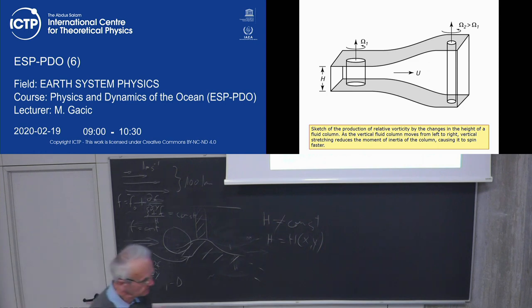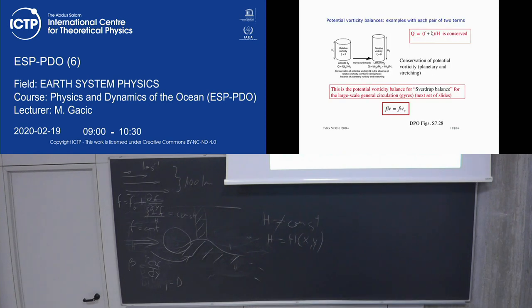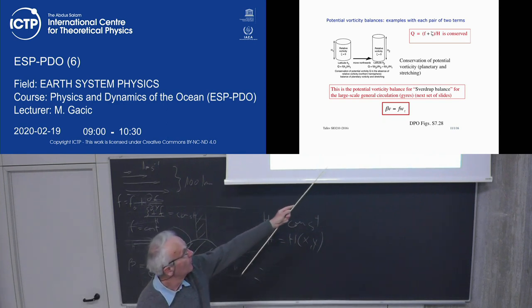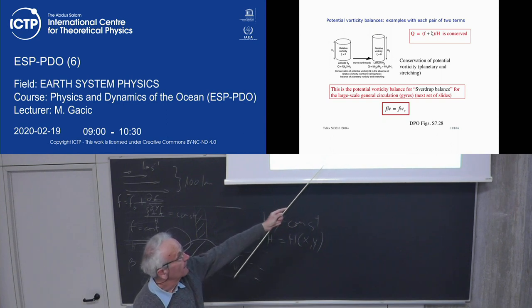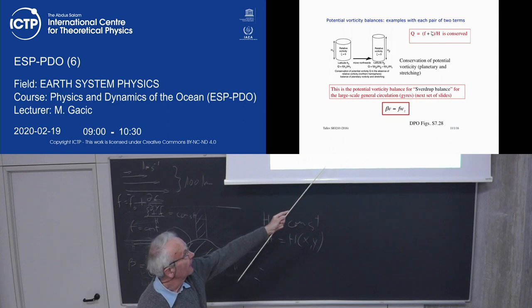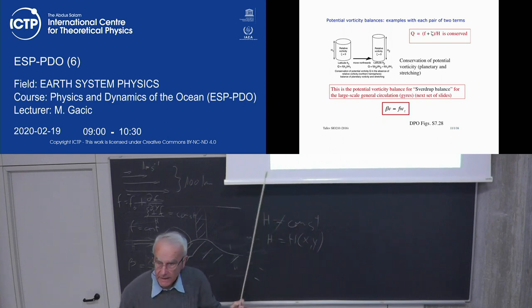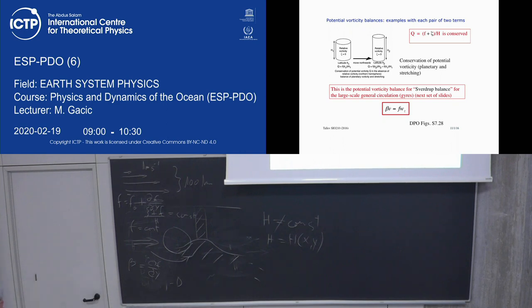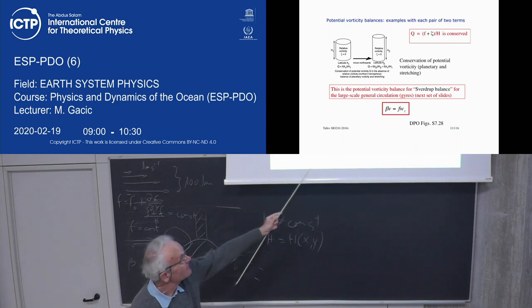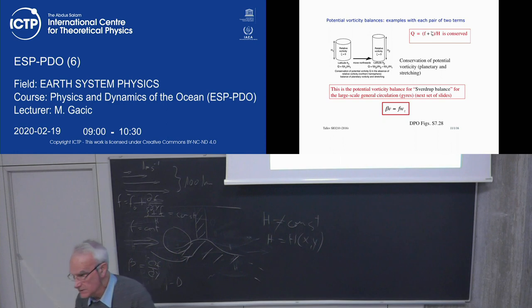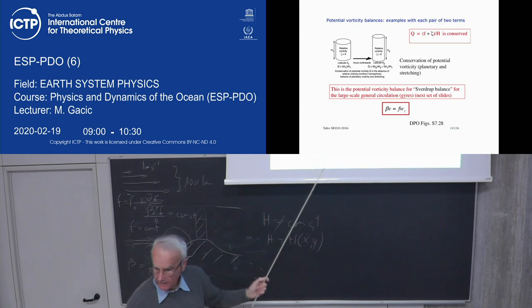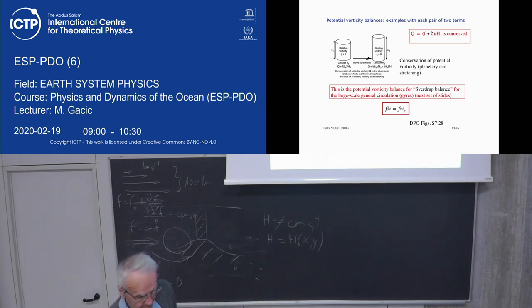And in fact, this thing here, the moving of a particle in a north-south direction results in taking into consideration beta, because your movements north-south are large, and this is for the large-scale general circulation. So that means the general circulation is on the order of thousands of kilometers. This is why we use this beta here and not f. Okay.